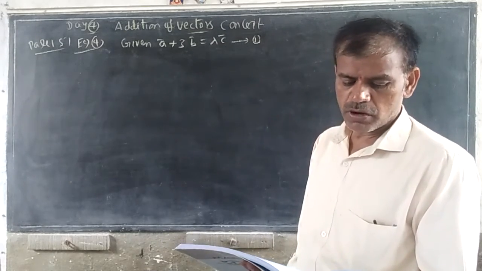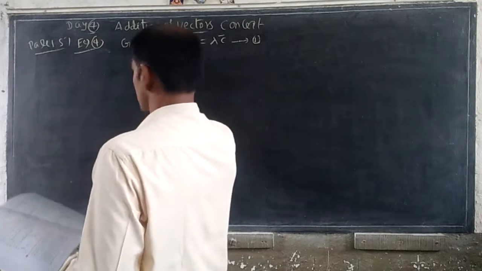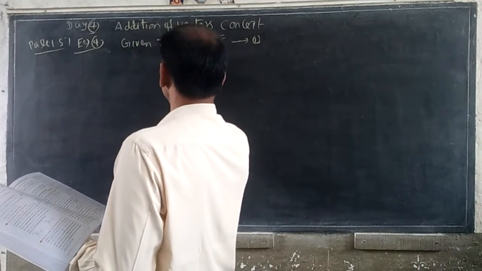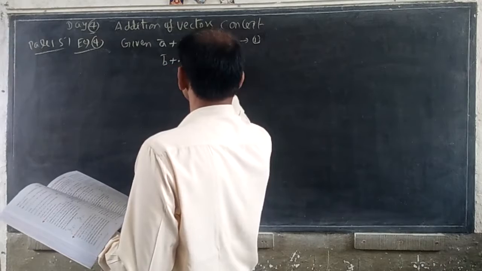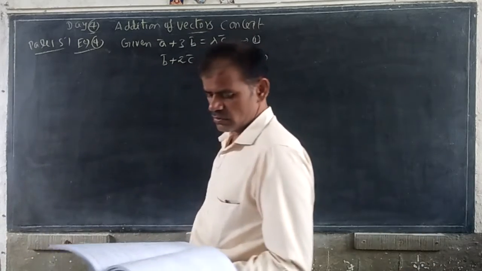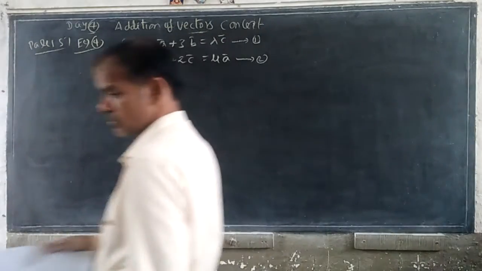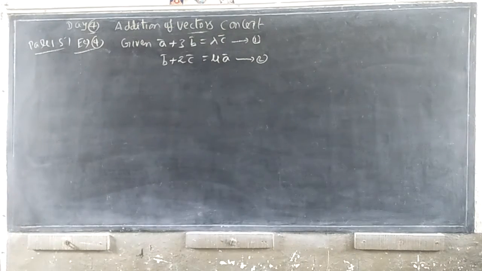Next one, B bar plus 2C bar is collinear with A. This is given as B bar plus 2C bar is collinear with A. Now this is mu. Mu is a scalar. He is asking for A bar plus 3B bar plus 6C bar.